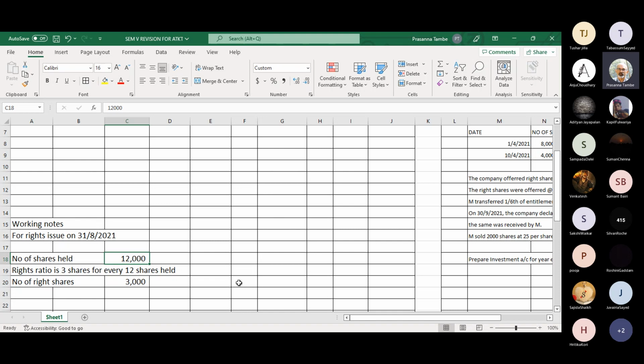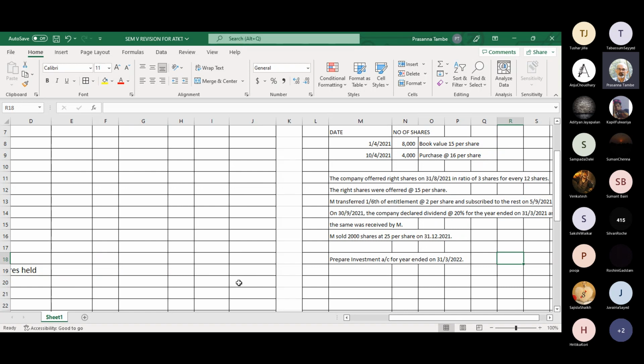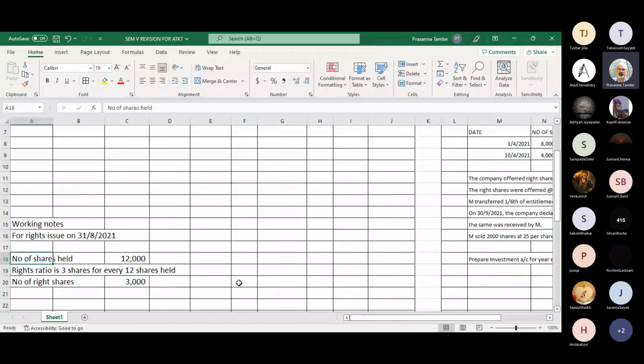Now, has he subscribed for all the shares? The answer is no. It says he has subscribed only for part of it, and 1/6 of the entitlement was sold off, was transferred at 2 rupees per share. So these 12,000 shares he had, he is eligible for 3,000 shares. He did not subscribe for all the shares. So what he did, he partly subscribed.